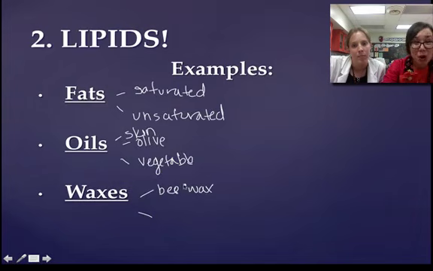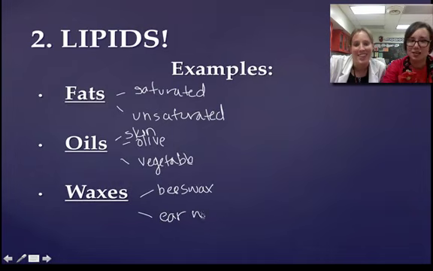And then there's also wax that humans make. Where do we make our waxes? We make wax in our ears. That's right. So those are your 3 examples that you need to know to be successful for an upcoming assessment about lipids.